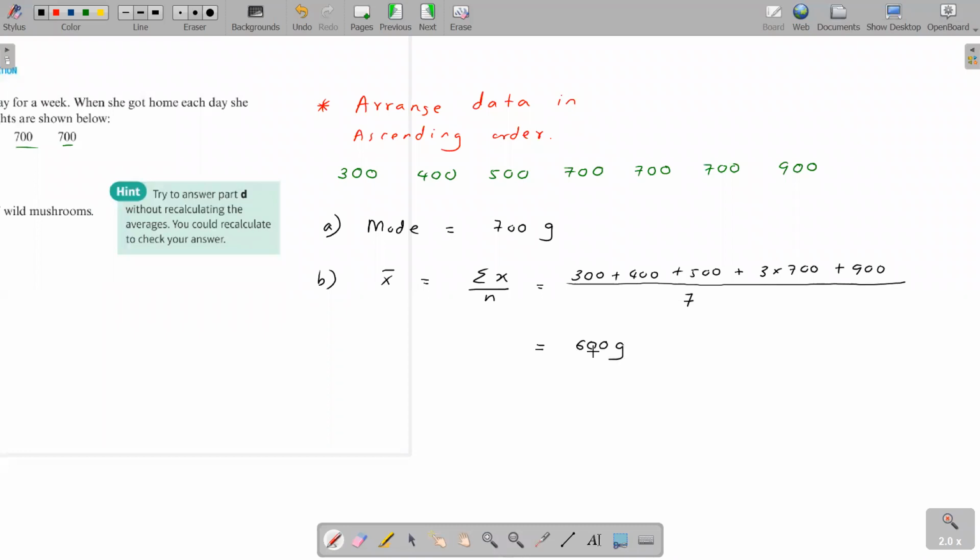So the addition of these values on top gives you 4,200, right? 4,200 divided by 7 gives you 600 grams for the mean. Okay, so your mean x bar is 600 grams.